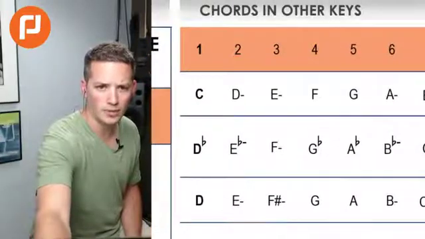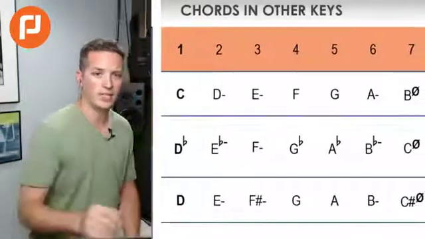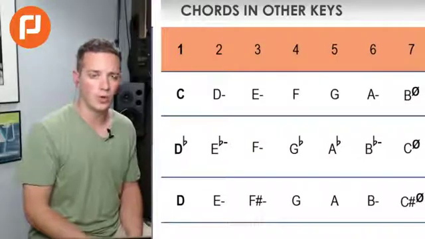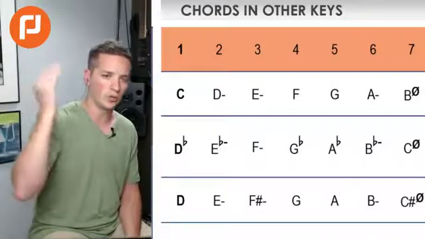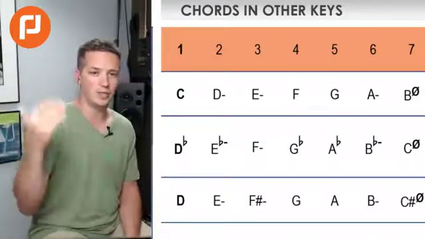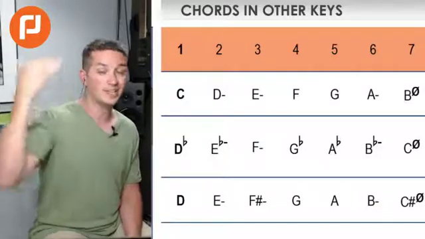The 1 chord, in every single one of these keys, is just a major chord. So the 1 chord in the key of C is C. The 1 chord in the key of D flat is D flat major. The 1 chord in the key of D major is D major.